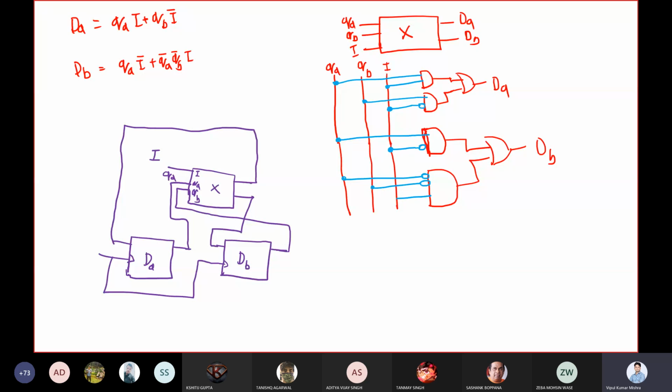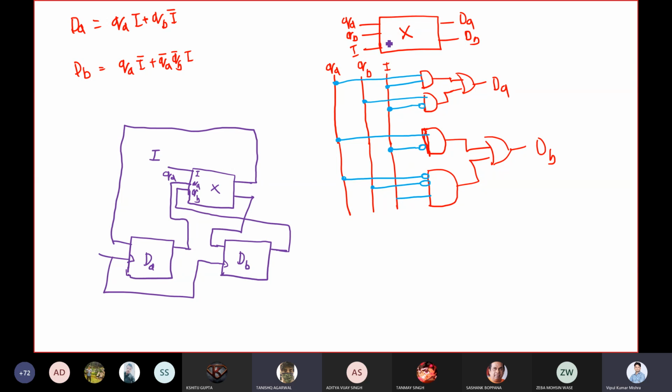Anyone, any doubt on this? Guys, any doubt on this? Yes, anyone, any doubt on this? What happened? Feeling very exhausted today? Sir, can you explain one thing?